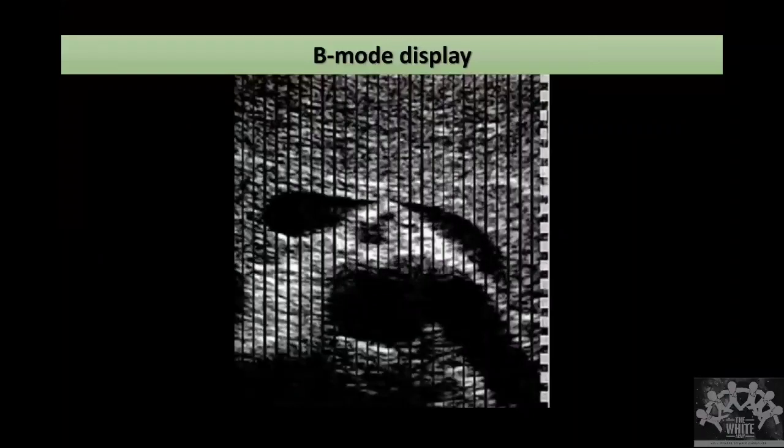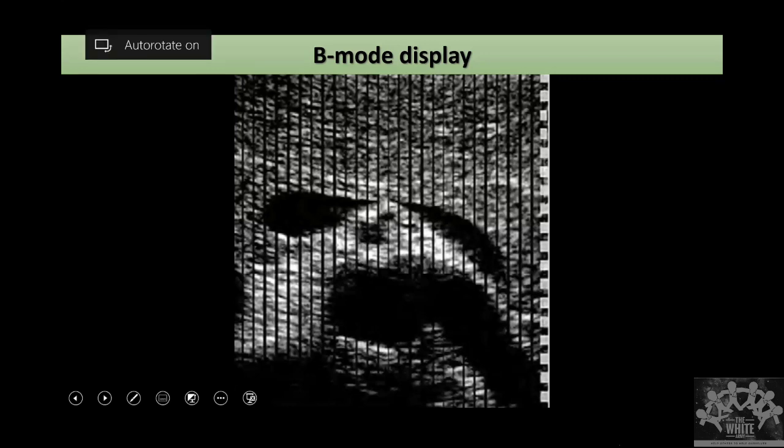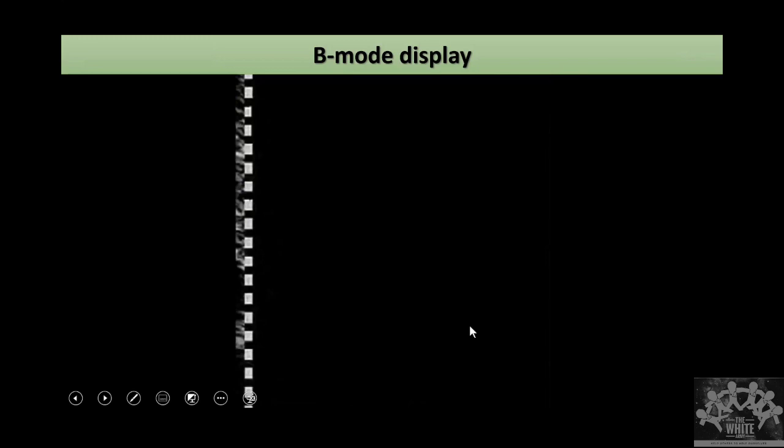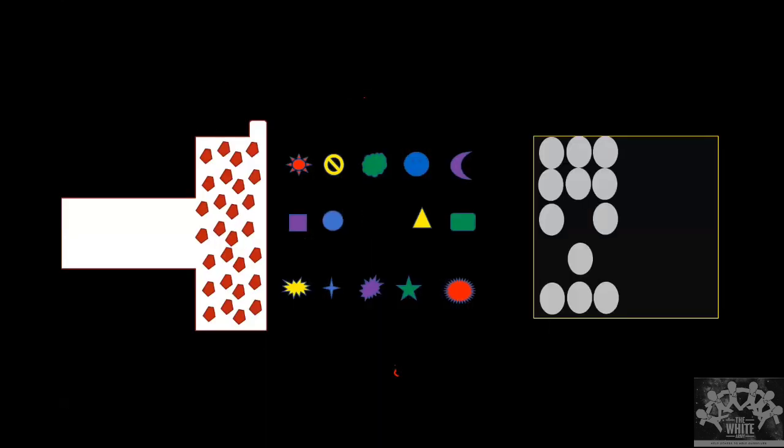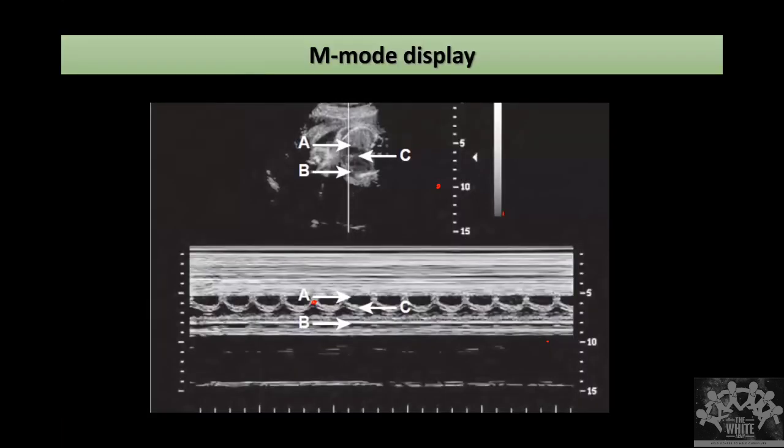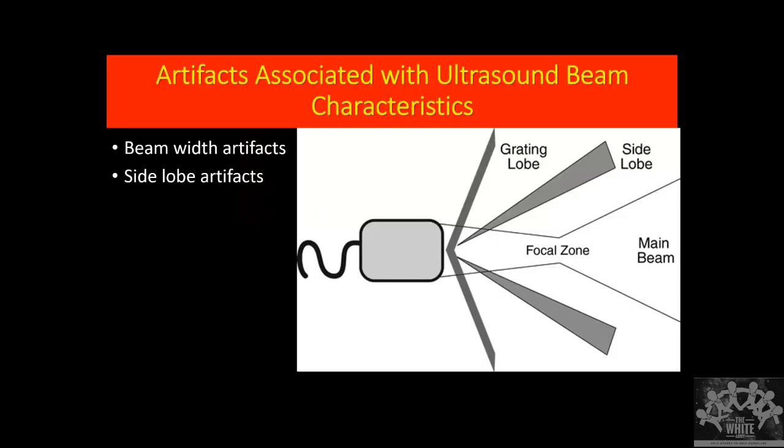Yeah, so B mode used to give us the exact image of the organs, and A mode was just giving the amplitude of the sound that is reflected. And then we had M mode, which gives the movement at each time interval. At different time points, the movement was given in M mode. So this is how the different modes work.